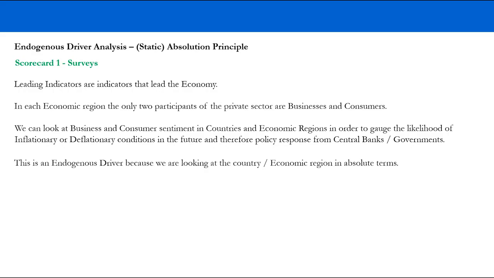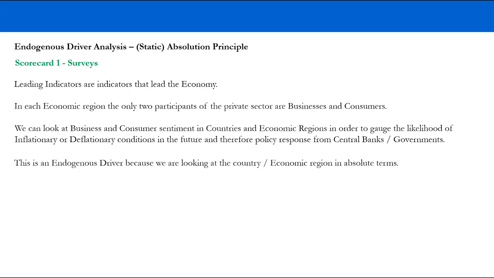And what we do is we look at business and consumer sentiment in countries and economic regions across the world in order to gauge the likelihood of inflationary or deflationary conditions in the future. And by doing that, because these indicators are leading drivers, we're actually predicting the future of what central banks and governments are going to do, because they are concerned about the classic coincident drivers.